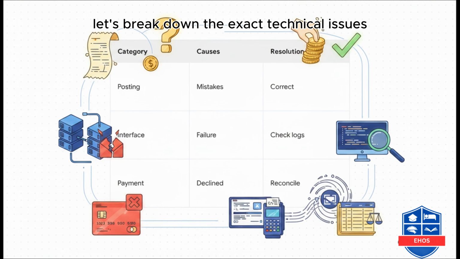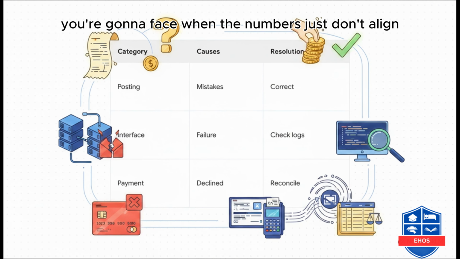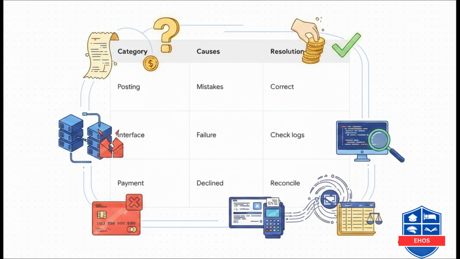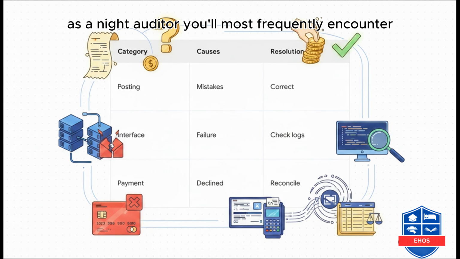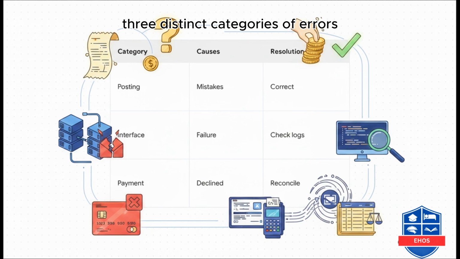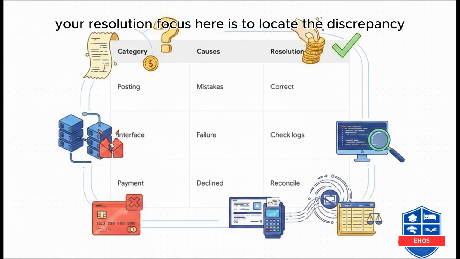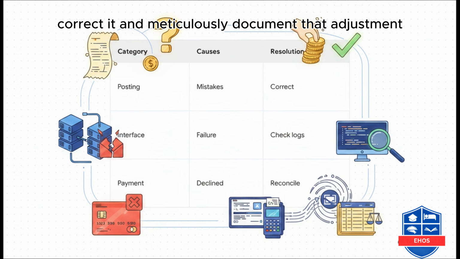Okay, let's break down the exact technical issues you're going to face when the numbers just don't align. As a night auditor, you'll most frequently encounter 3 distinct categories of errors. The first is posting errors. Imagine a tired front desk agent accidentally applying a $100 spot charge to room 204 instead of 402. Human error. Your resolution focus here is to locate the discrepancy, correct it, and meticulously document that adjustment.